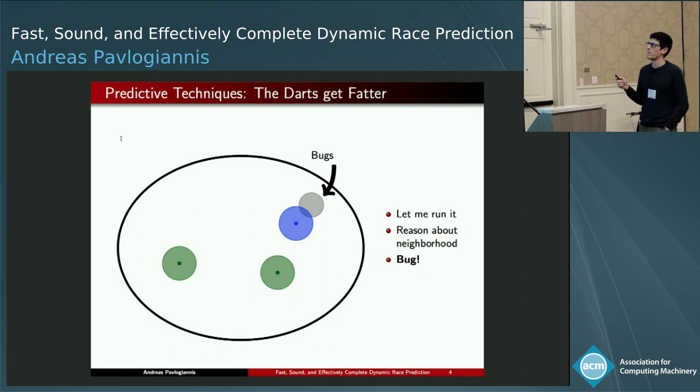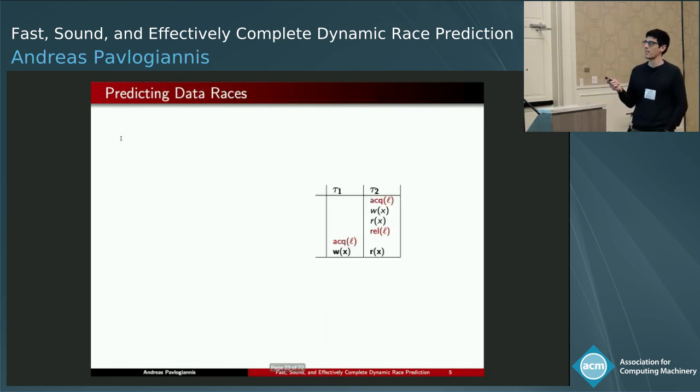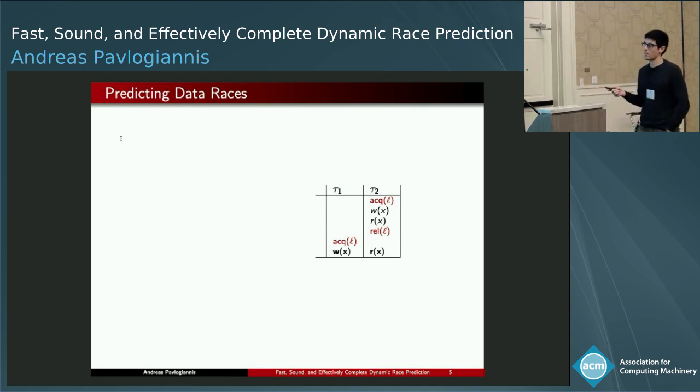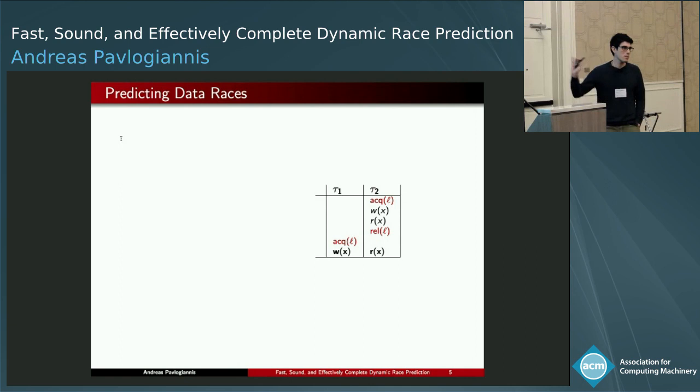Right? So in this talk, I'm interested in bugs as data races. A data race is a concurrent access to a shared resource where at least one access modifies the resource. In this case, we have two threads. They both access concurrently a shared variable x. One of them writes to x. This is a data race, so we want to be able to detect this kind of behavior.